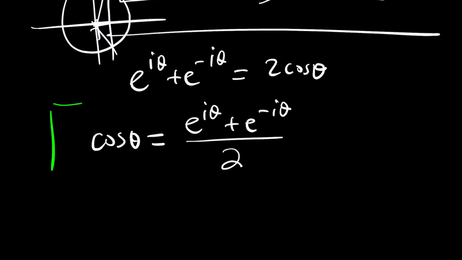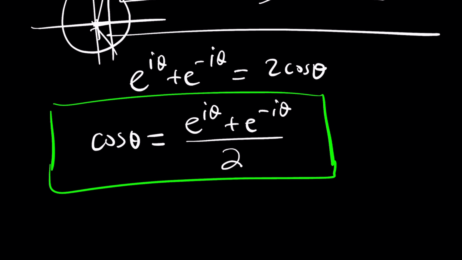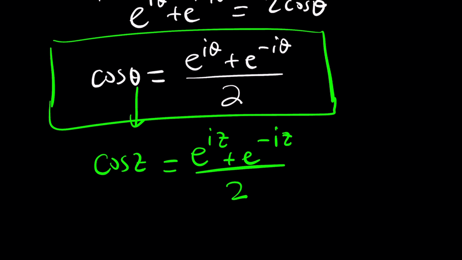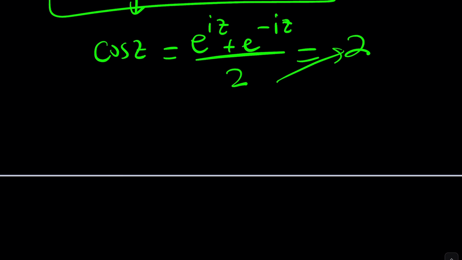So this is our cosine theta. And ta-da-da-da, guess what? This is going to solve the problem. Replace theta with z. So cosine z would be e to the iz plus e to the negative iz, which is the reciprocal, divided by 2. And guess what? You're supposed to set it equal to 2. Cross multiply, you'll get e to the power iz plus e to the power negative iz equals 2 times 2, which is 4.